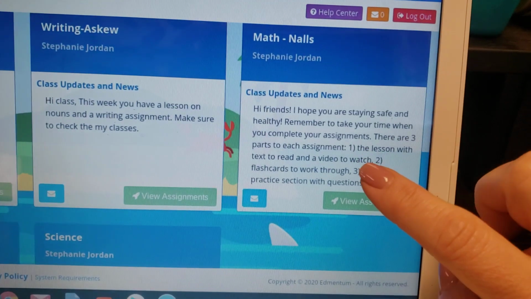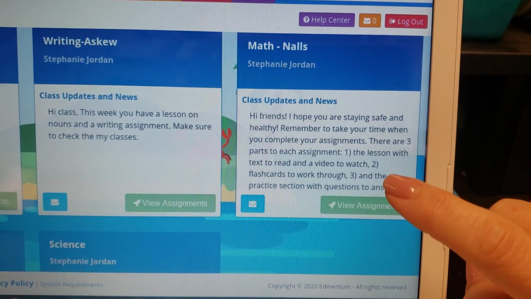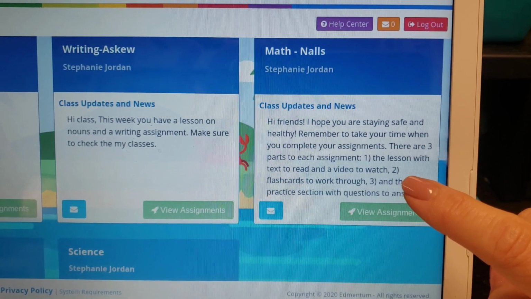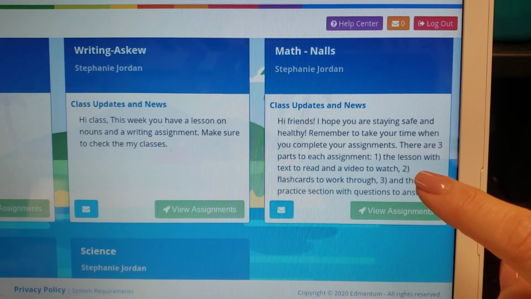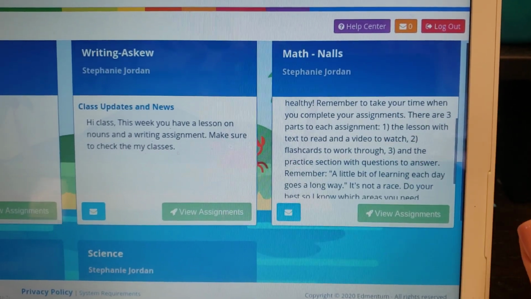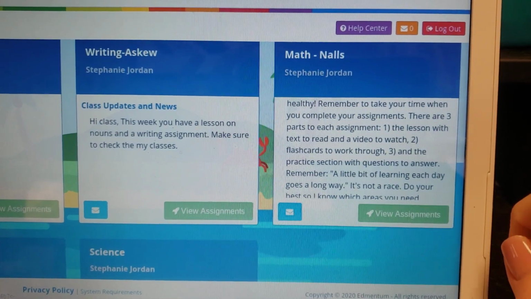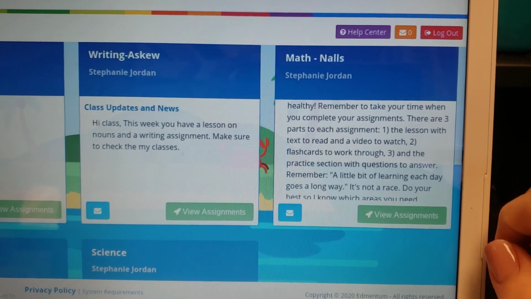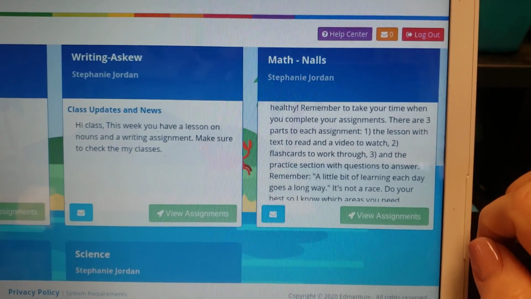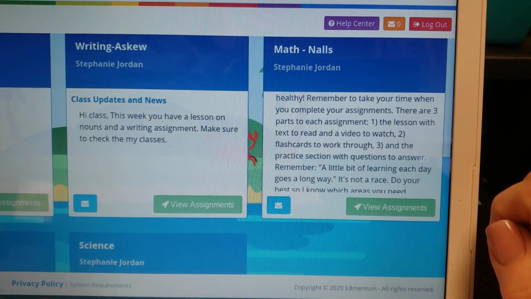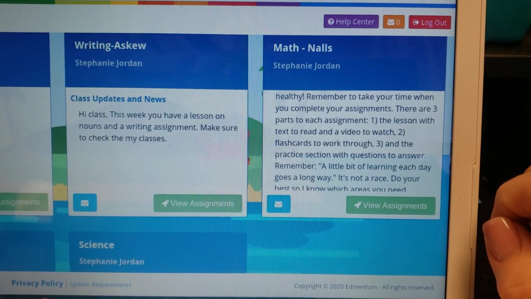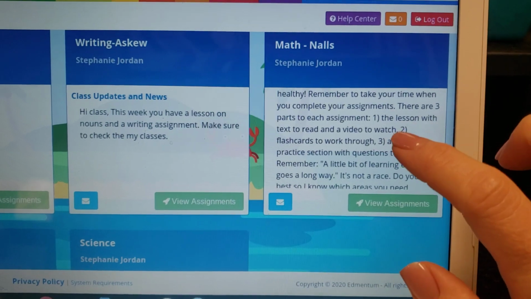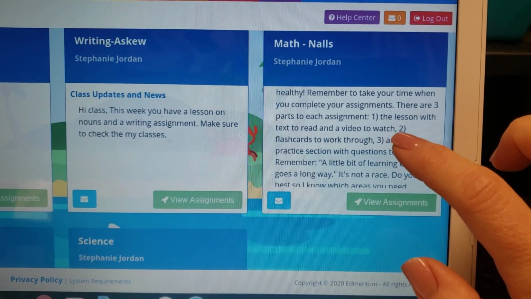Here on class updates, I even put a little note that explains that there are 3 parts to each assignment. First, you have the lesson that has text to read and a video to watch. Think about the text that you read. Those would be the words that your teachers would be saying to you in class if they were teaching you a lesson in person. We all know that's not happening right now because we're having to learn online. So instead of hearing your teacher say those words, it's your responsibility to read through that text and watch any videos that may be included in the lesson.